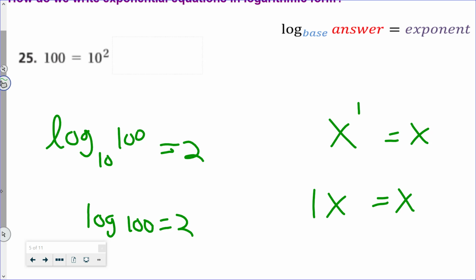The same way, if you don't see the exponent, you know the exponent is 1. If you don't see the coefficient of 1, you know that the coefficient is 1. If you don't see a base here, you know the base is 10. So it's log 100 equals 2. If the base is 10, you don't have to write it. Just like if the exponent is 1, you don't have to write it. If the coefficient is 1, you don't have to write it. So just log 100 equals 2.